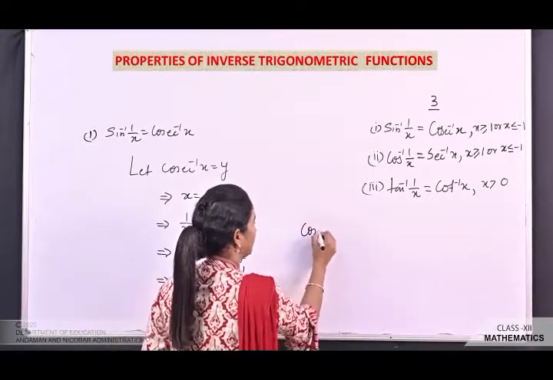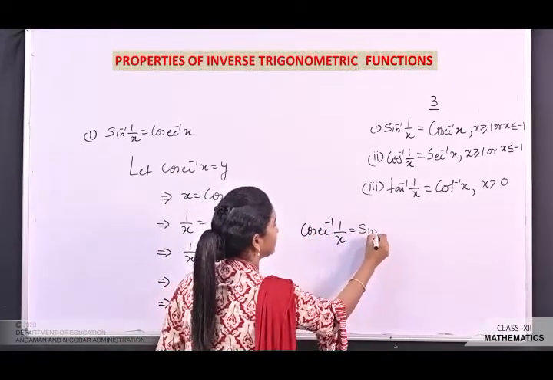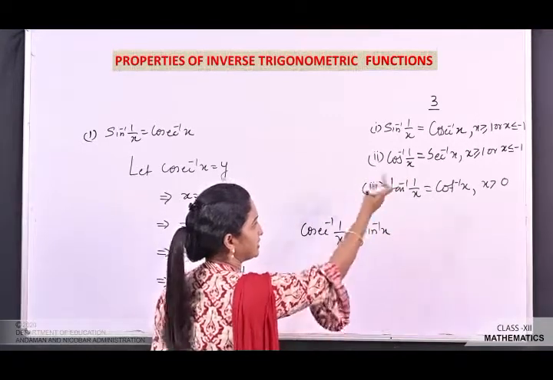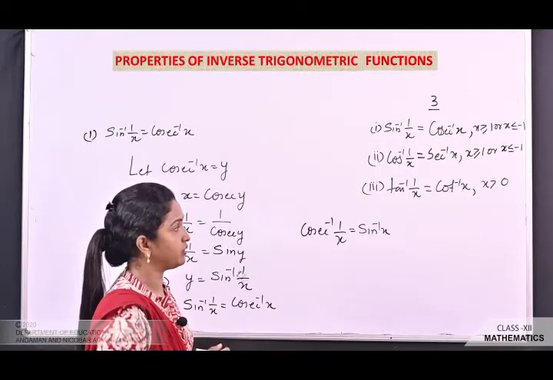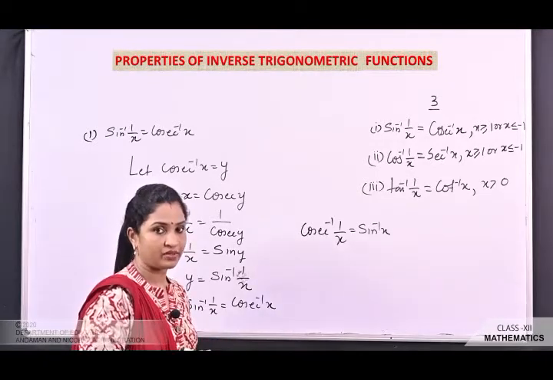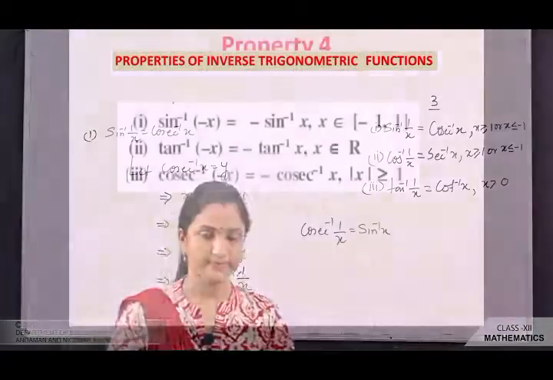You can also say it like this: cosec inverse of 1 by x is sin inverse x, and here also similarly, sec inverse of 1 by x is cos inverse x, and cot inverse of 1 by x is tan inverse x. I think it's clear, the third property. Now we'll see the fourth property.